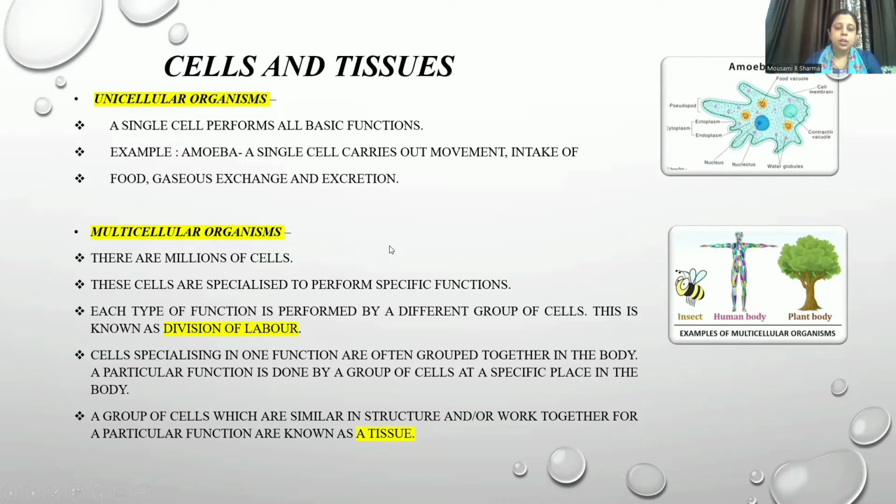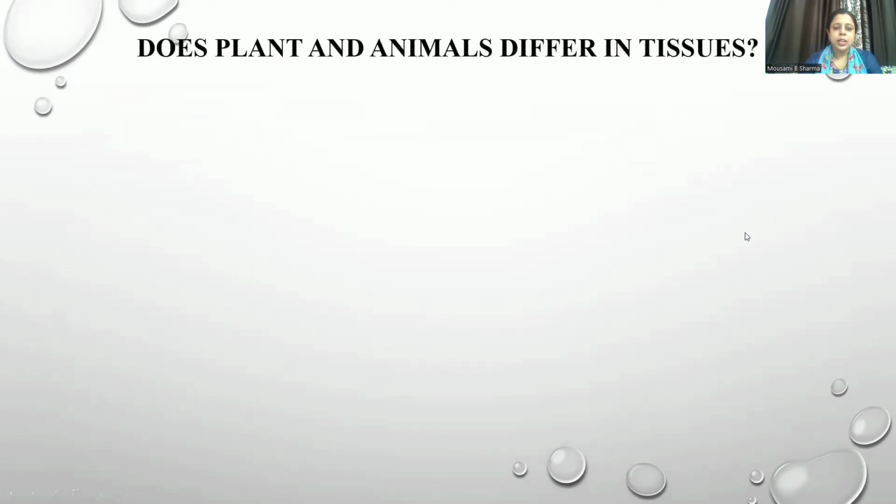For example, for breathing, we use lung tissue. For reproduction, we have different types of tissues. For excretion, we have different tissues. For the nervous system, we have different tissues. So all these tissues are differently placed in our body, and their activity level and their structural level are also different. Next comes, is there any difference between plant and animal tissues?